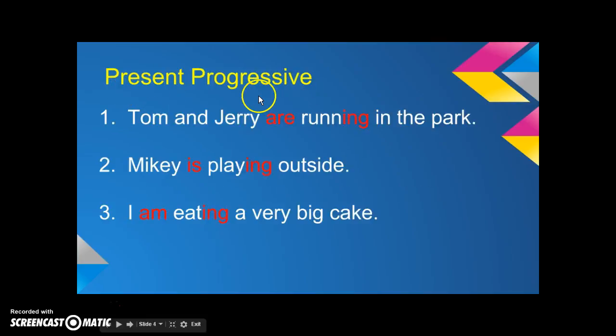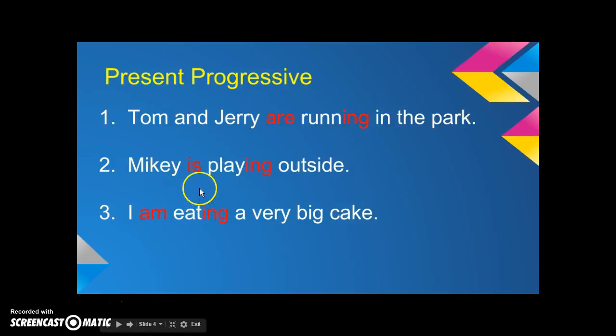So present progressive, here are some examples of sentences in the present progressive. For example, Tom and Jerry are running in the park. We have the verb be, which is are, because Tom and Jerry are they. Running, run is the main verb, and the ending ing. Mickey is playing outside, is, because Mickey is he. Playing, with the ending ing for the main verb play. I am eating a very big cake, again the verb be, am, and the ending ing.